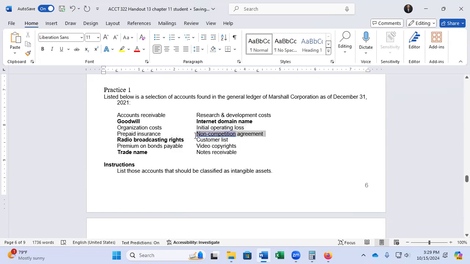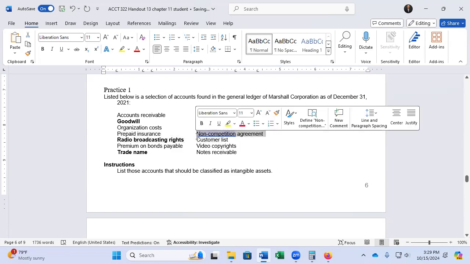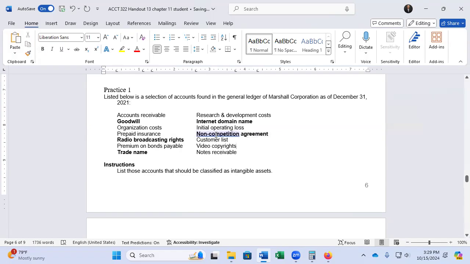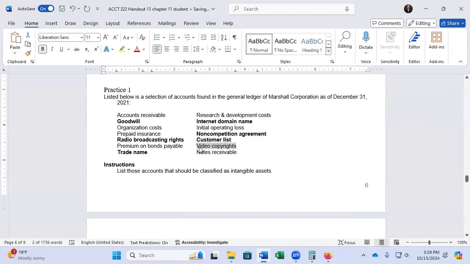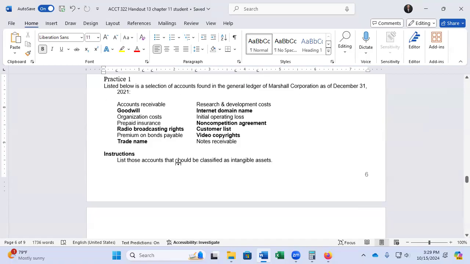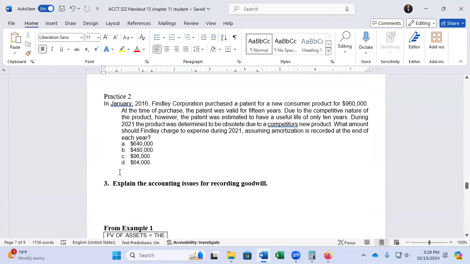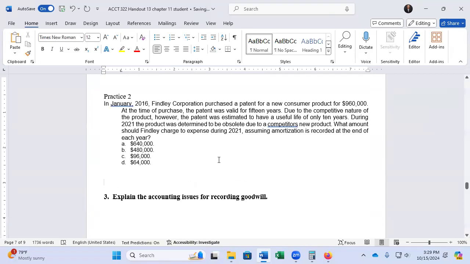A non-competition agreement, which hopefully we see go away soon or be better compensated, is an intangible asset. Customer lists are an intangible asset, and video copyrights. Those are your intangible assets. Okay.